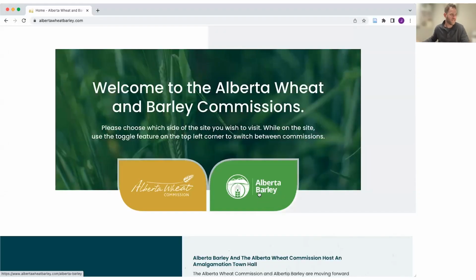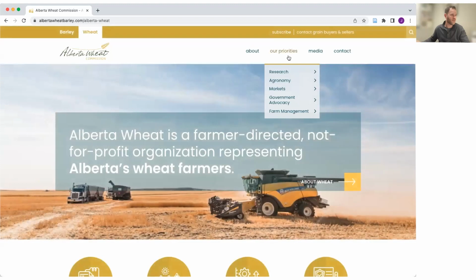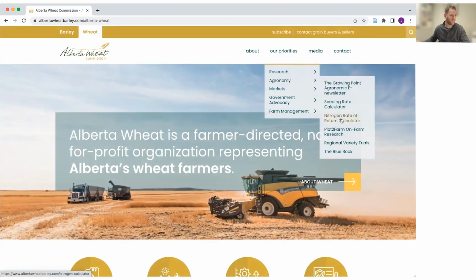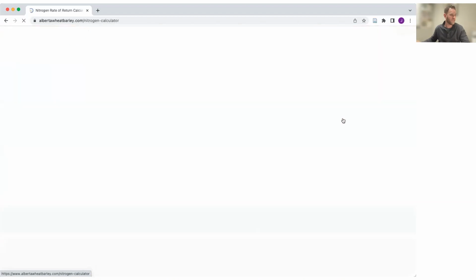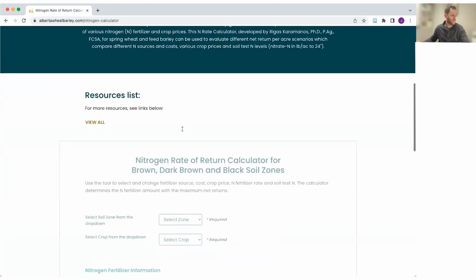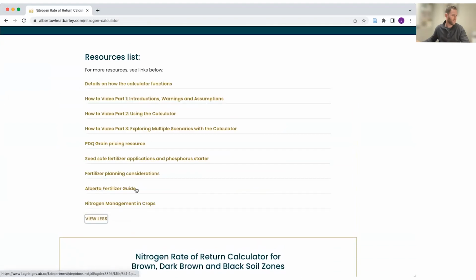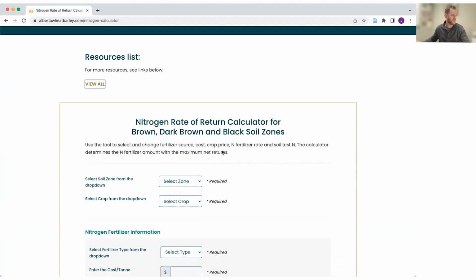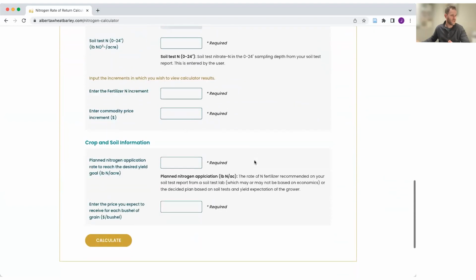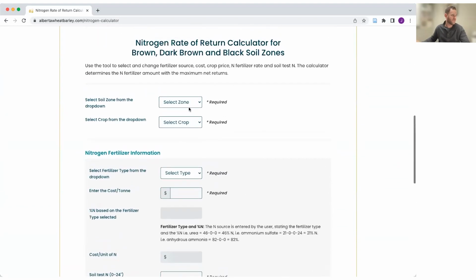You're going to access this calculator through the Alberta Wheat and Alberta Barley website, albertawheatbarley.com, and typically what comes up is this option. We'll select to go into the wheat commission, and then we're going to go to our priorities, agronomy, and then you'll find the nitrogen rate of return calculator here. As you scroll down, you can see there's a resource list. This provides additional information about how the calculators function, and other links that relate to the topics.